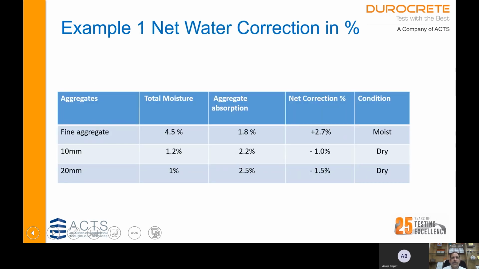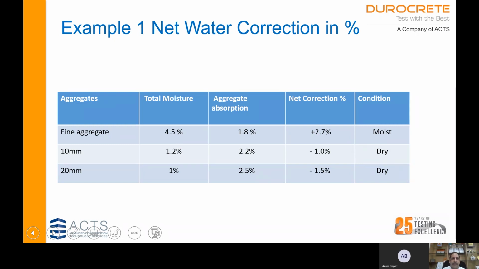Now net water correction in percentage will be: fine aggregate total moisture is 4.5% and aggregate absorption is 1.8%. So the difference is 2.7%. So you have 2.7% excess water present and condition of fine aggregate is moist.